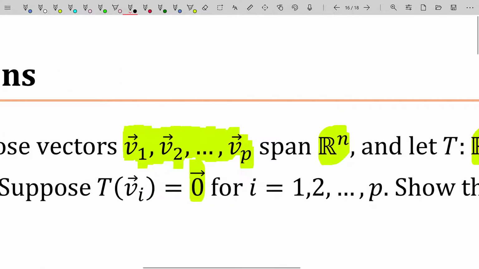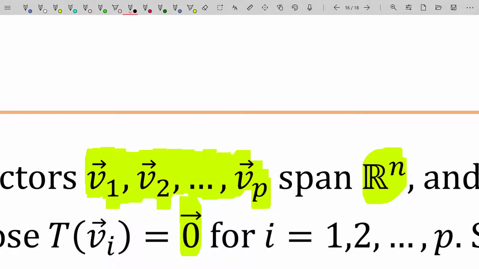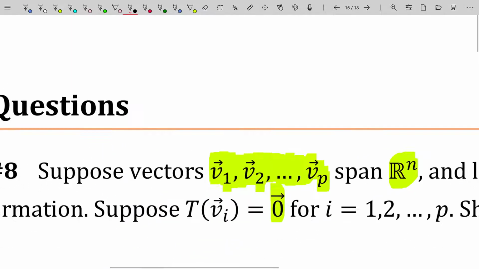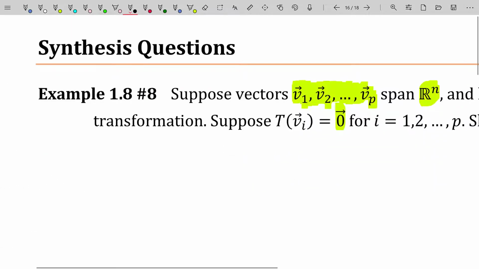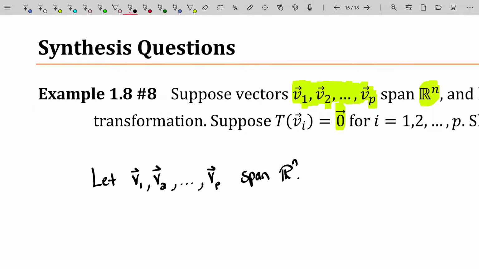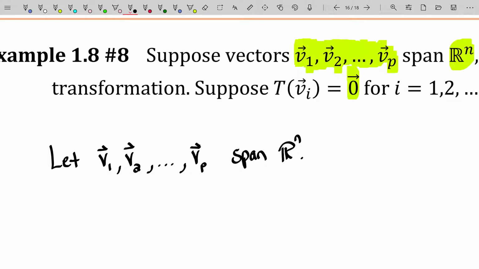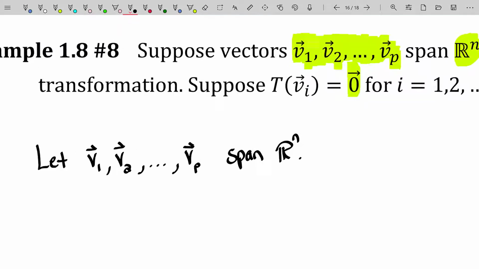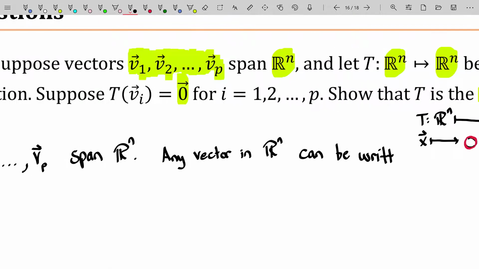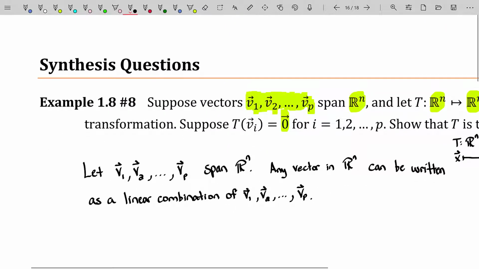So suppose that we have these vectors, and these vectors span Rn. What can we say about that? So first I'm going to start with that supposition, and then I'm going to talk about what that means. What does it mean for a set of vectors to span Rn? This means that if we had the set of the vectors v1 through vp, and we said the span of that, that would generate every single vector in Rn. That is, any vector in Rn can be written as a linear combination of these vectors.